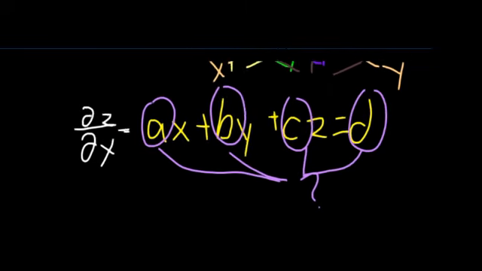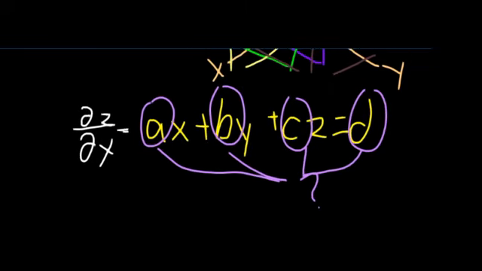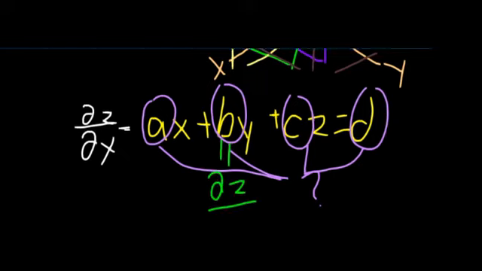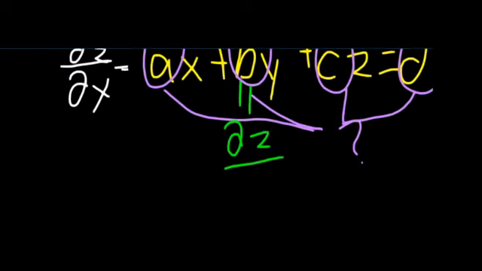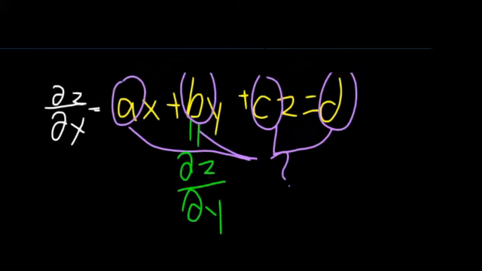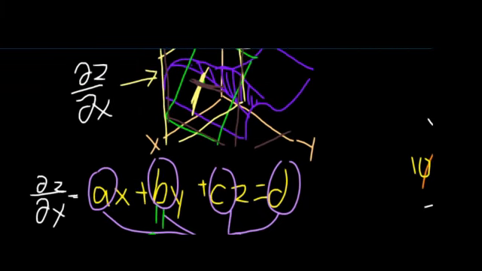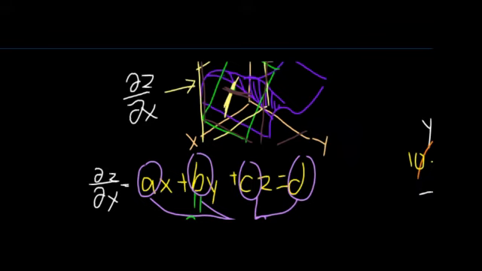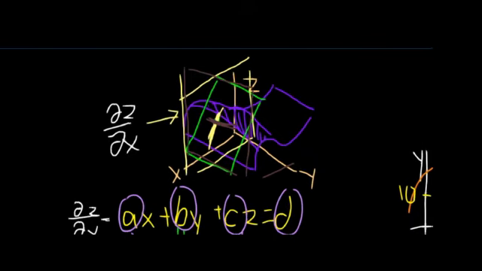It's zero, but let's generalize it with b being equal to the partial of the function with respect to y. And now what's z? Z is basically the function itself.